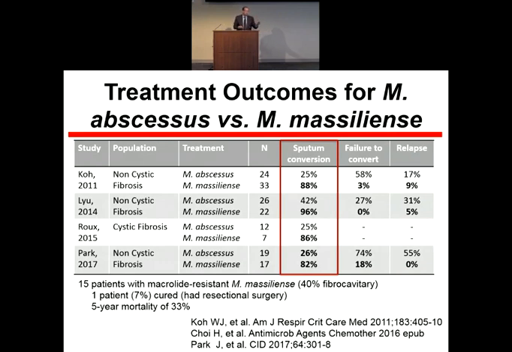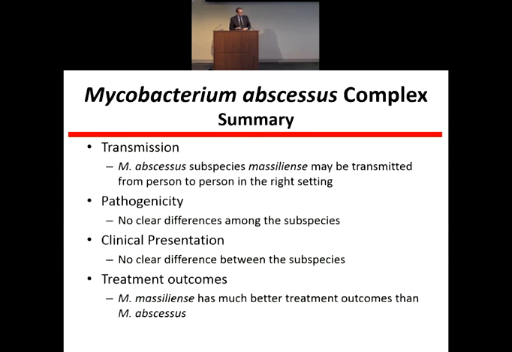If macrolide susceptibility is present, the patients do well. If it's not, they do not do well. So I'll end with just summarizing as I did with MAC. In terms of transmission, we're more concerned right now, based on what's been published in the CF population, that Massiliense may be more transmissible. We don't understand how, just that it seems to be happening.